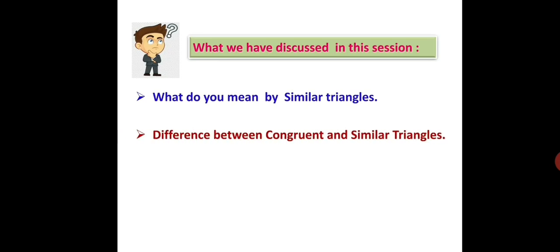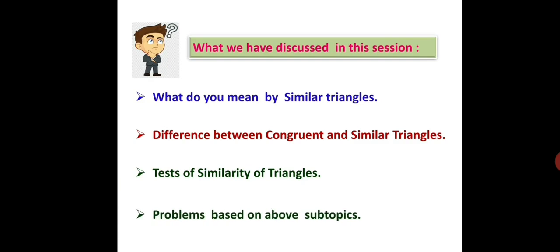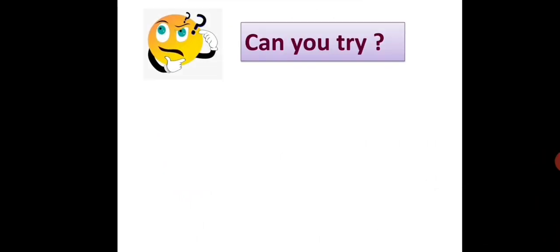Friends, what we have discussed till now in this session. First, what do you mean by similar triangles? That we have seen. The difference between congruent and similar triangles we have discussed. Tests of similarity of triangles, 4 tests we have considered, and problems based on the above subtopics. So you have to revise this at home.